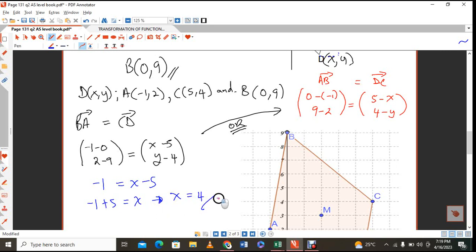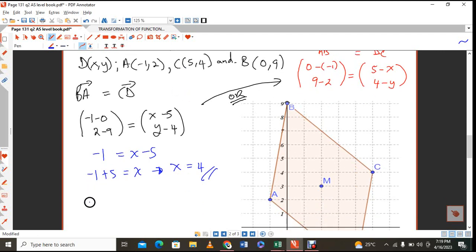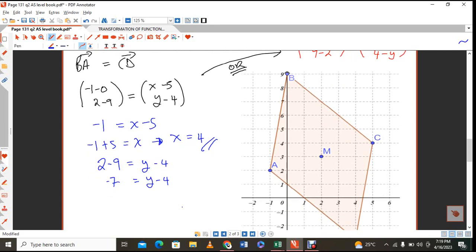And at the same time, if you are now doing the comparison for the y values, the y values would be 2 minus 9 equals y minus 4, and that's negative 7 equals y minus 4. Therefore, if you work it out, y equals negative 7 plus 4, and therefore the value of y is negative 3.